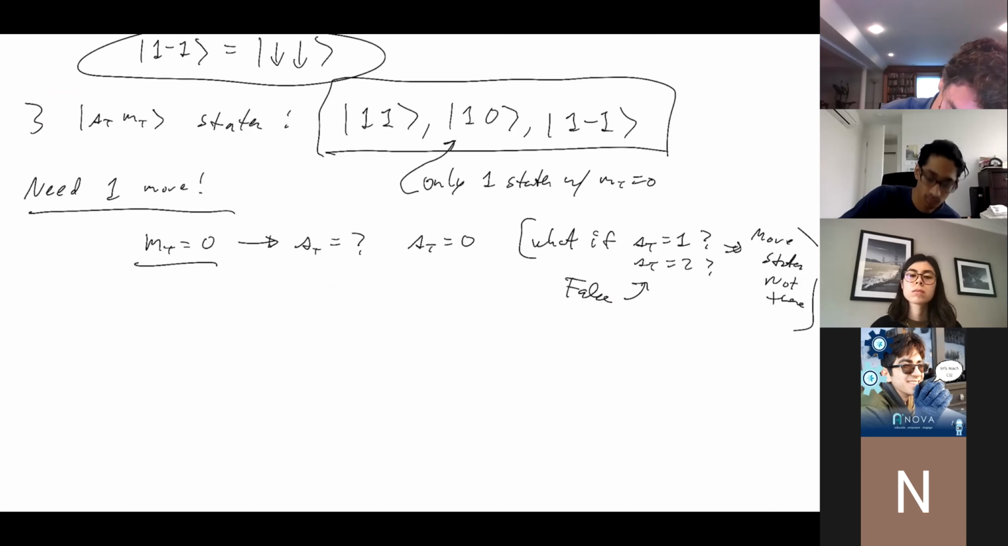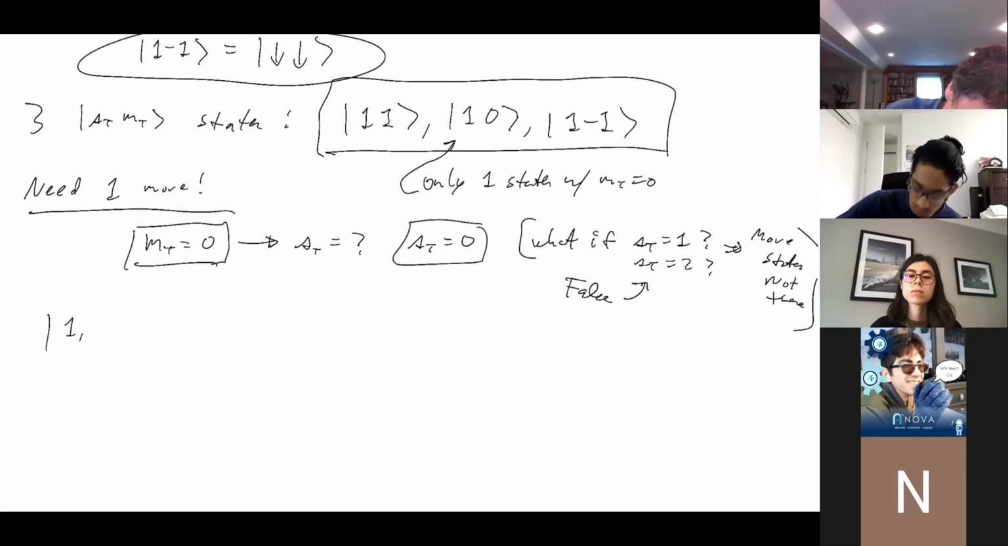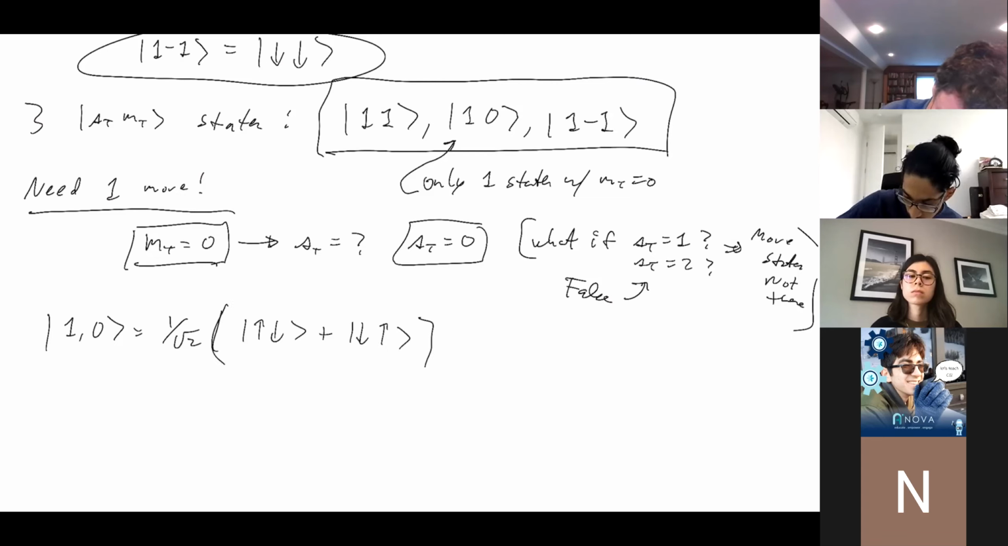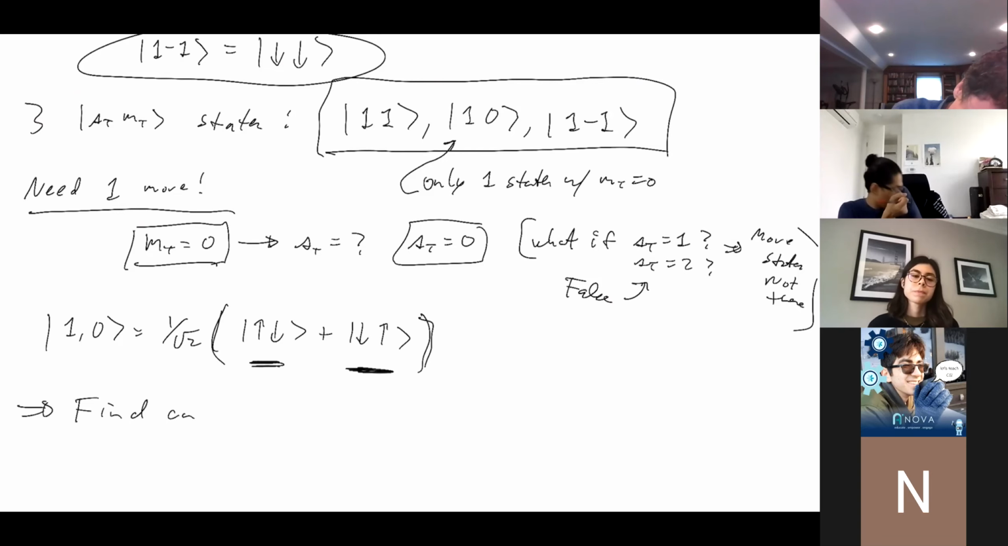So then we see that there must be 1 state left, M total equals 0, S total equals 0. And the way we do it, a clever way of finding it, is to take this state, up, down, plus down, up. I see that there are 2 basis vectors in there, 2 states. So then we can ask, find an orthogonal state to it.